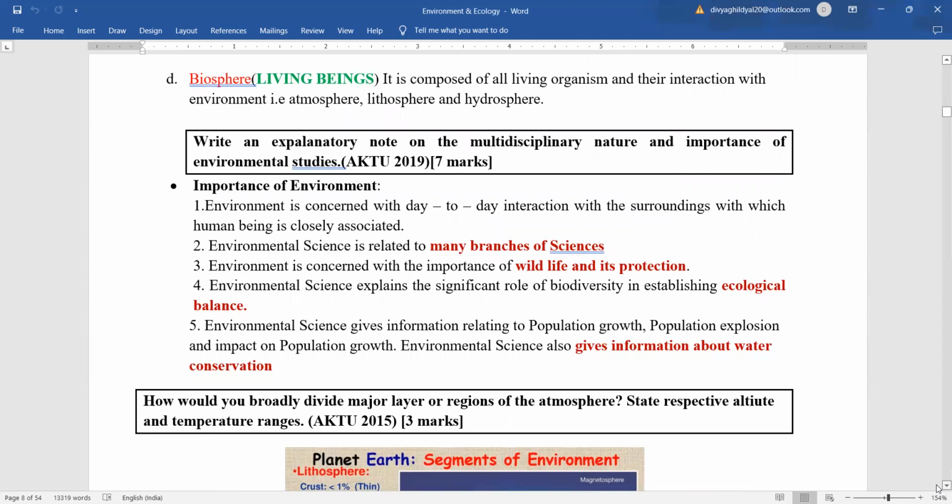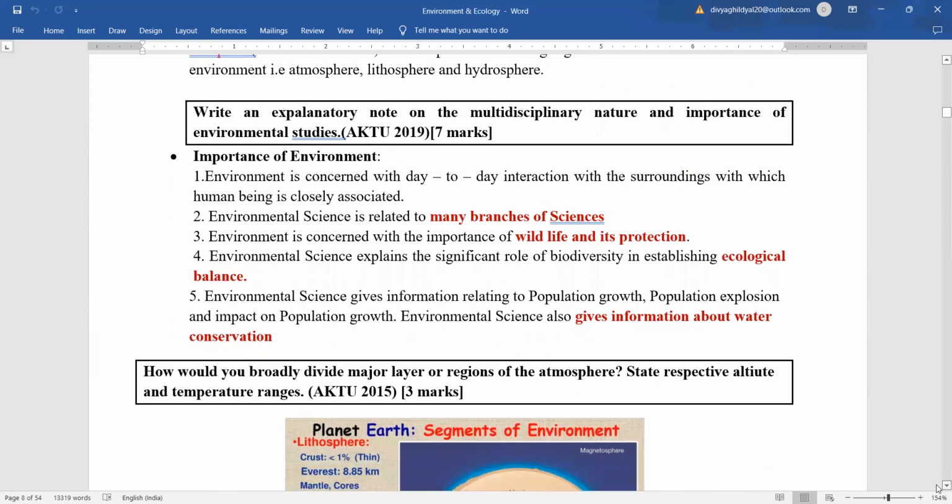Why study environment? What is the importance of environmental study? Environment is basically concerned directly with human health. The more we touch the environmental balance, the more ill effects it is going to have on human health. So it is day-to-day interaction with surroundings. Like suppose any day there is a lot of sunlight, it will be considered a summer day. A lot of rain, no sunlight, again it will have a direct impact on human beings. So it is related to many branches of science.